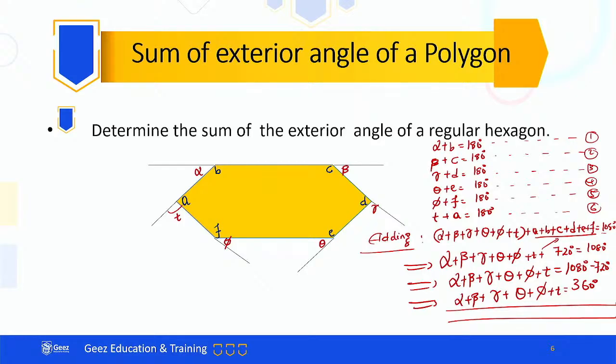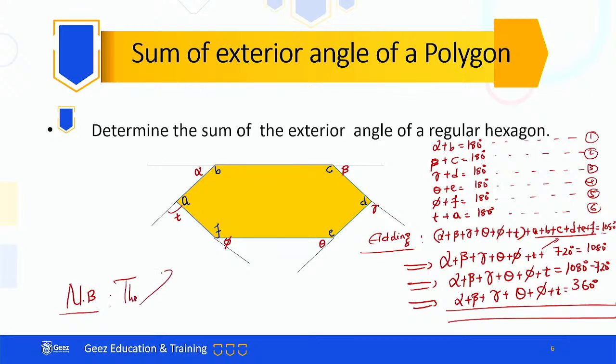We calculated in the last slide that the sum of the measures of the exterior angles of a triangle is 360 degrees. So we can generalize that the sum of the measures of the exterior angles of an n-sided polygon is 360 degrees. Regardless of the number of sides, the sum of the measures of the exterior angles of a regular polygon is 360 degrees. So as a nota bene, you can generalize.